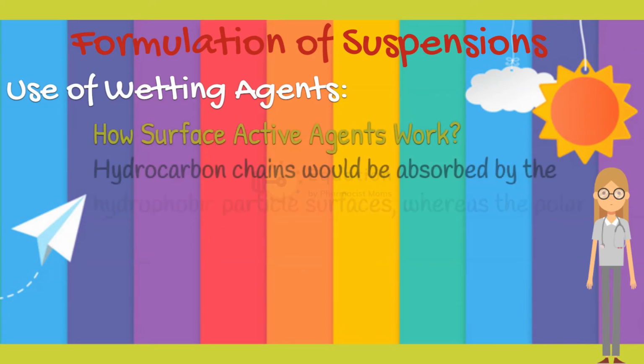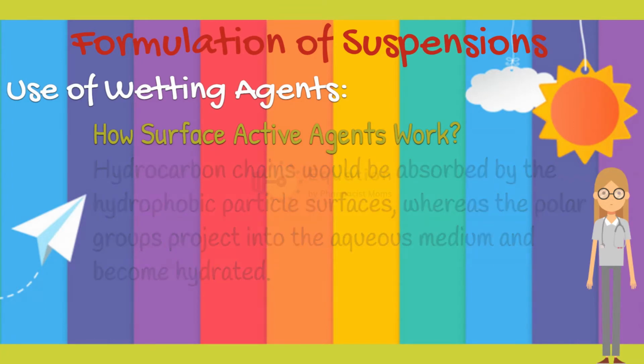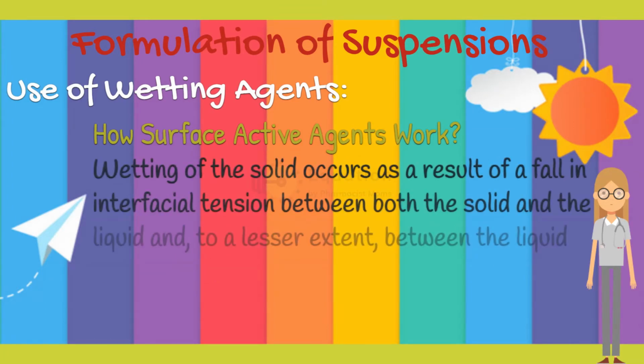How do surface active agents work? The answer is that the hydrocarbon chains would be adsorbed by the hydrophobic particle surfaces, whereas the polar groups project into the aqueous medium and become hydrated. Wetting of the solid occurs as a result of a fall in interfacial tension between both the solid and the liquid and, to a lesser extent, between the liquid and air.